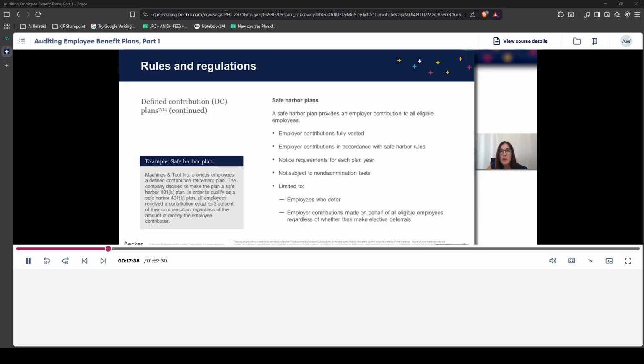So we have another example here of a safe harbor plan. Machines and Tool Inc. provides employees a defined contribution retirement plan. The company decided to make the plan a safe harbor 401k plan. So in order to qualify as a safe harbor 401k, all employees received a contribution equal to 3% of their compensation, regardless of the amount of money the employee contributes. So once again, you have to read the language in the plan document carefully.